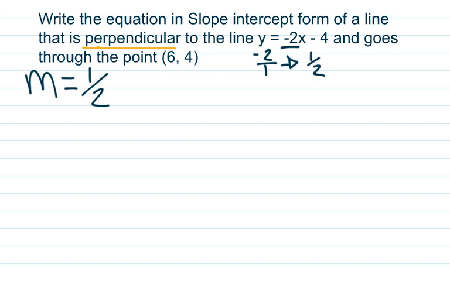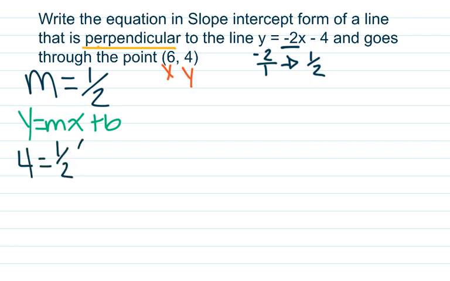Okay, now I have my slope. I'm going to use y equals mx plus b like always. I have my x and my y, and I'm going to find my b now. So I have 4 equals 1/2, which is my new slope, times 6 plus b. And we're going to solve for b.